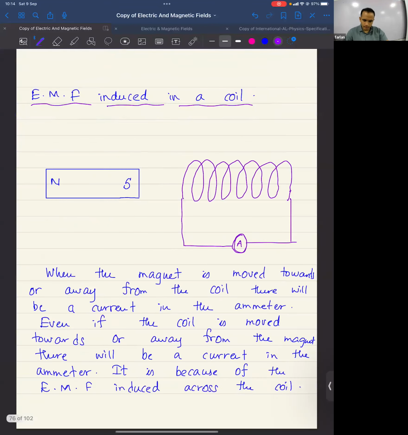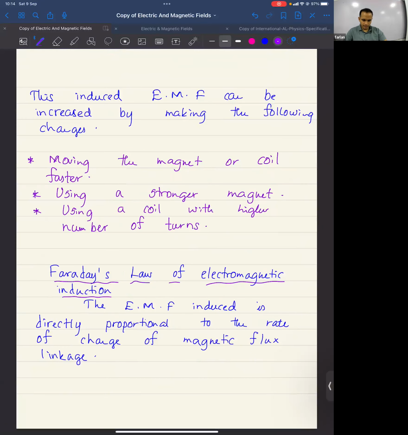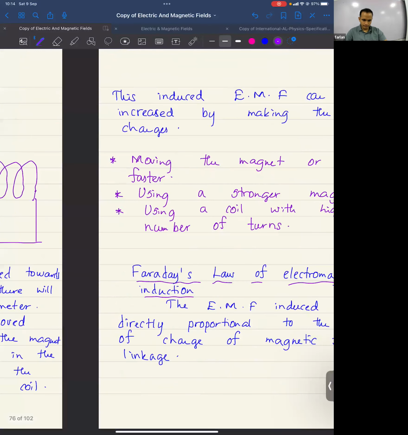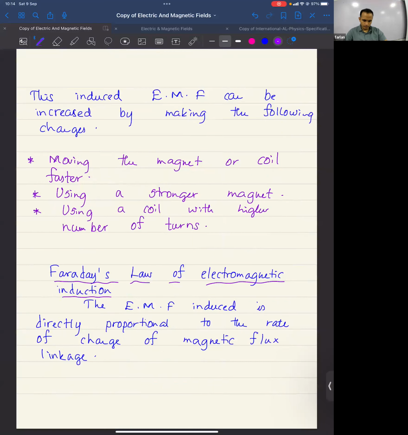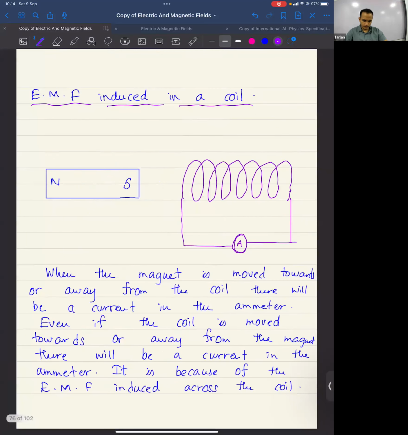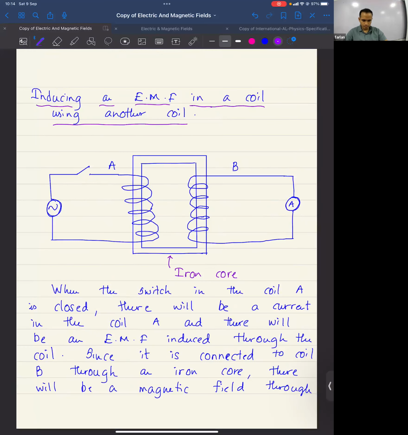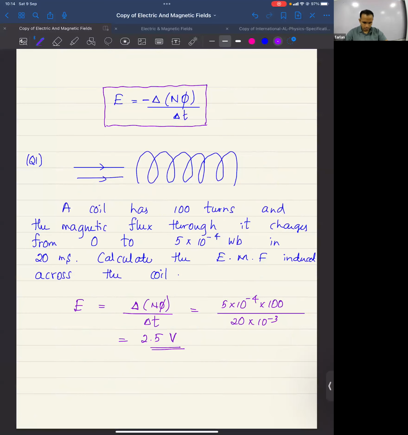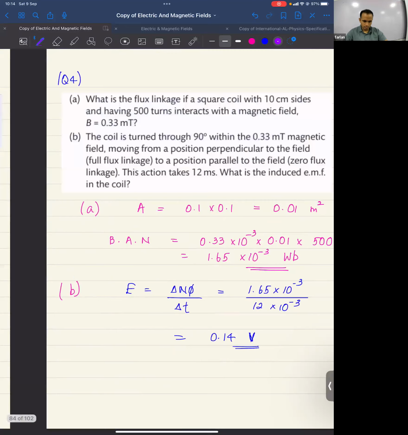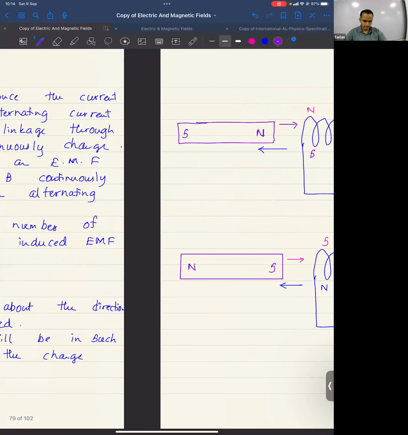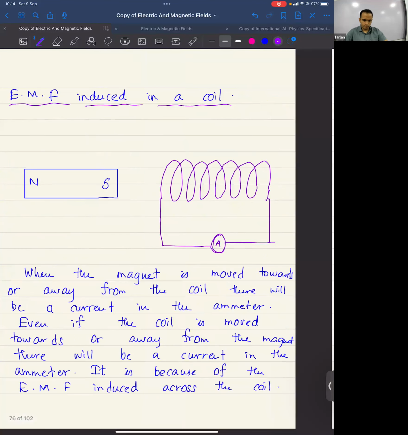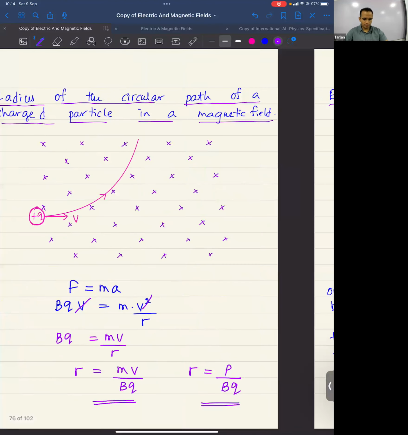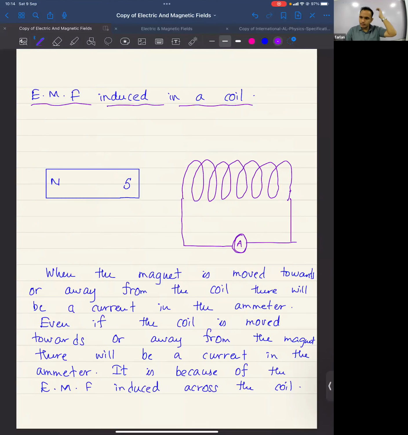Right, okay. Guys, write down the next subtopic. EMF induced in a coil.